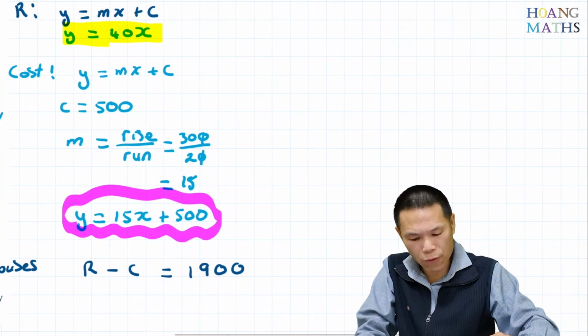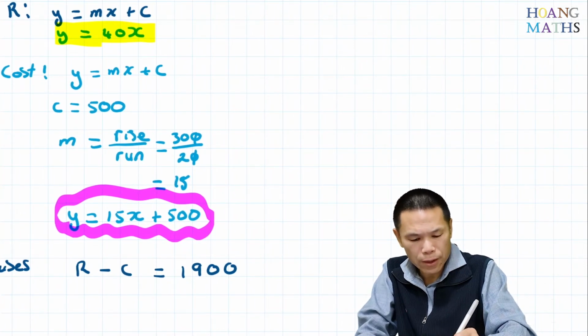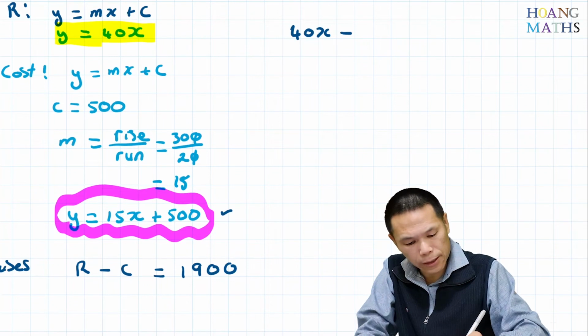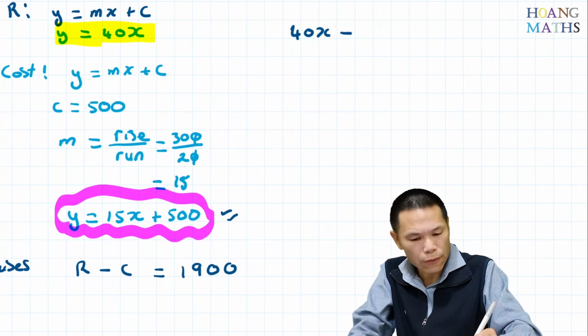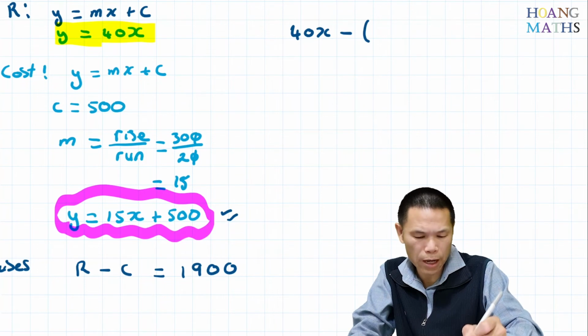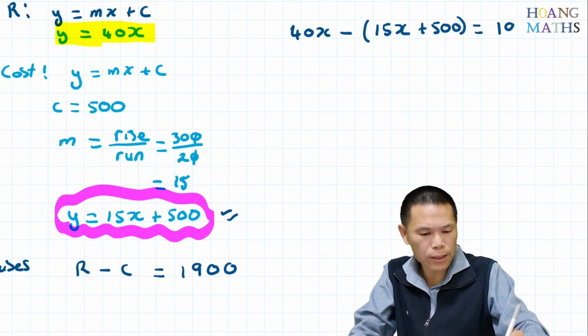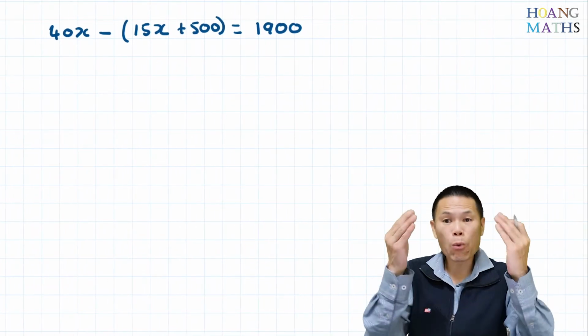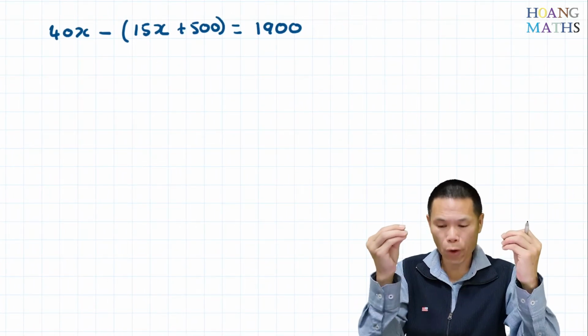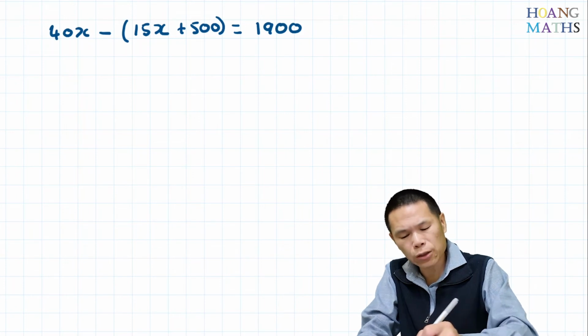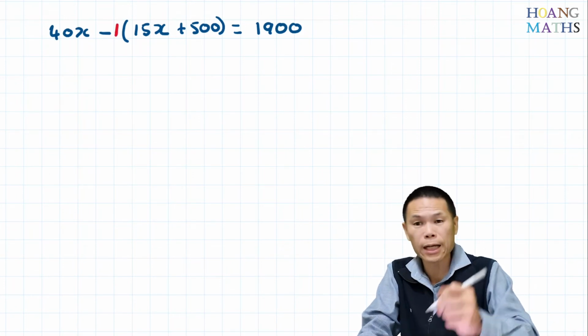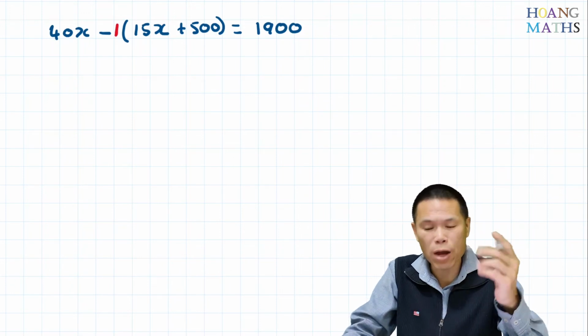And we already have the equations. Let me write that on here, okay? So we have R, which is 40x, minus C. Now C is this equation here, which is 15x plus 500. Because it has more than one term, I have to bracket it. So that will give me 1,900. Now I just solve this equation. Before I do that, I expand the brackets, okay? Nothing in front of the brackets means 1, so keep that in mind.